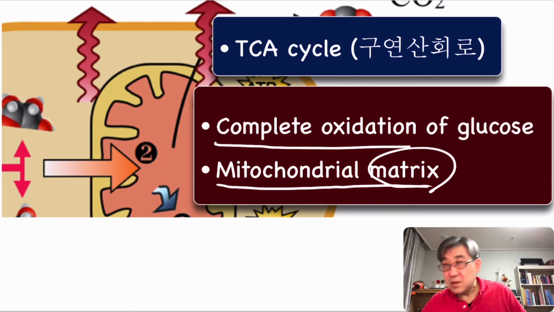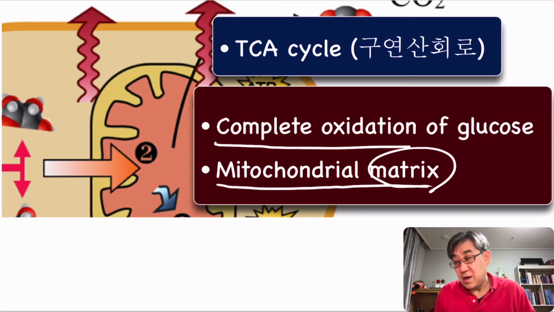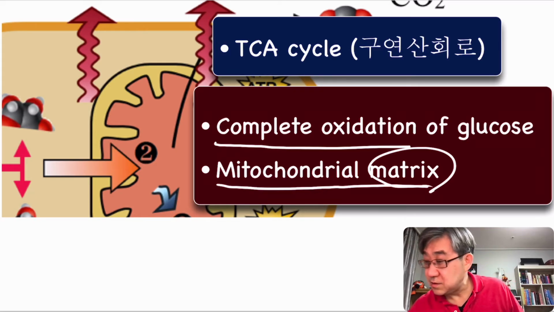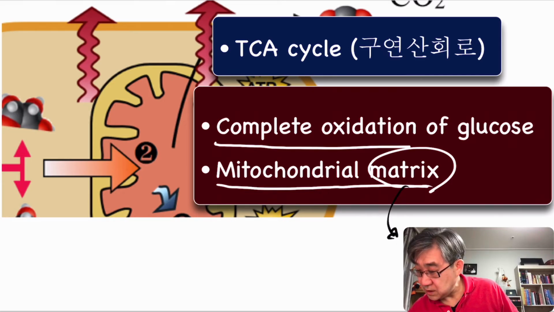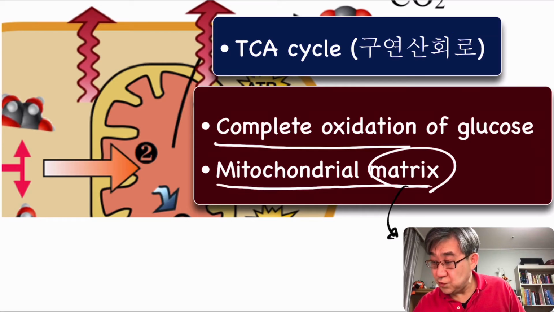What's matrix? The internal space. It is kind of a generic term. It is not specifically locating any particular part of the mitochondria, but any internal space with a little bit of complexity. Then we just use the term matrix. Okay, so this is called the mitochondrial matrix. Yes, it's the location.